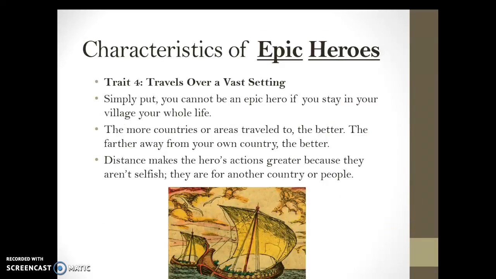The fourth characteristic of an epic hero is that they travel over a vast setting. They cannot be considered an epic hero if they do not travel from place to place, or if they stay in one place their whole life. The more countries or areas they travel to, the better. Distance makes the hero's actions greater because they aren't just selfish. They are for another country or other people.